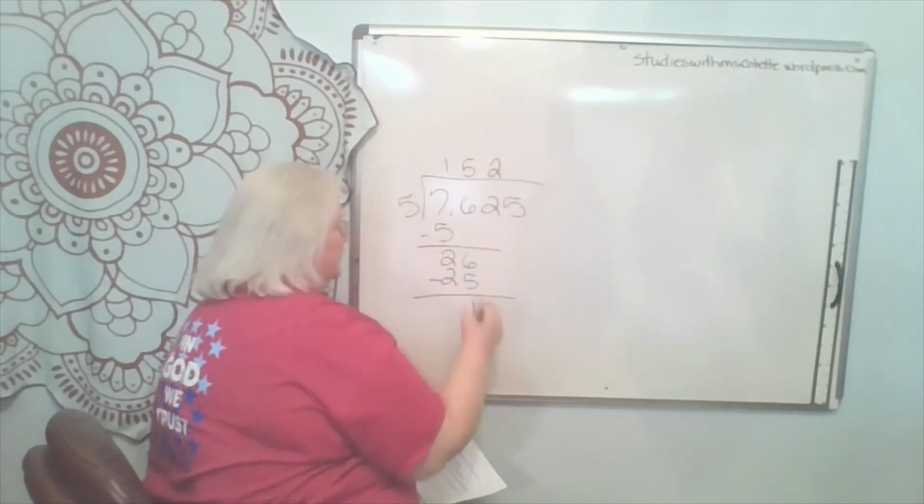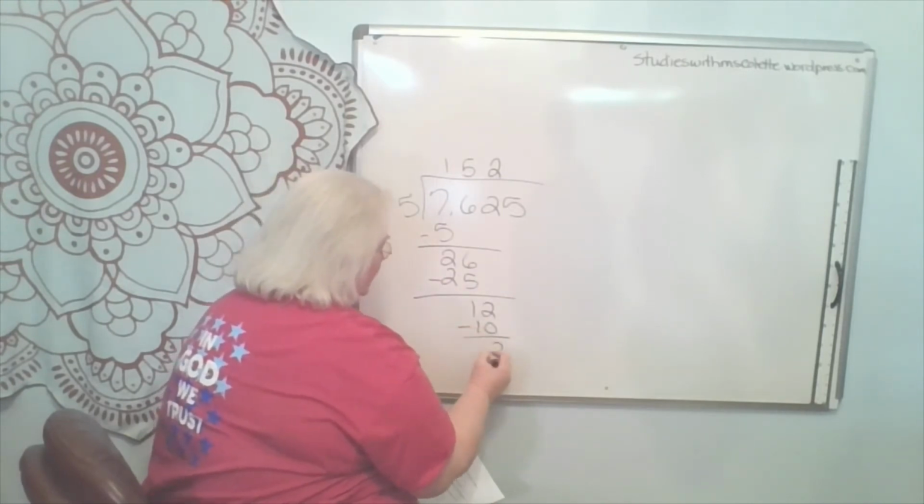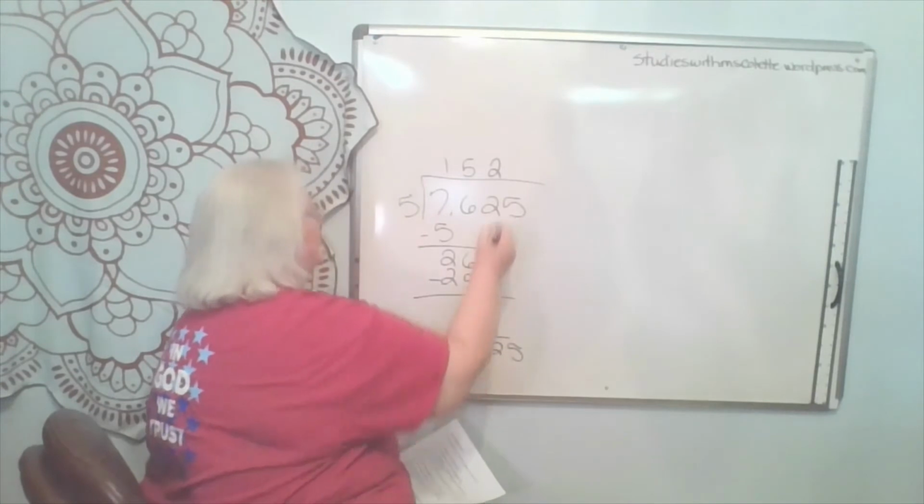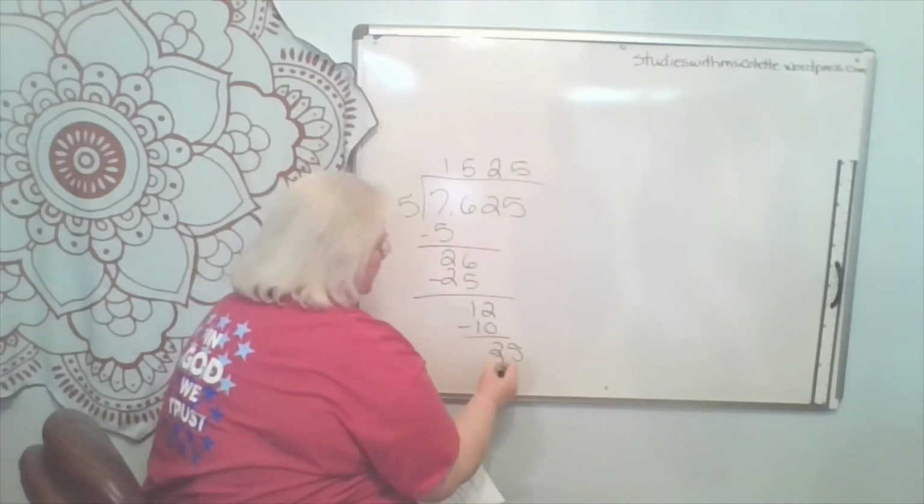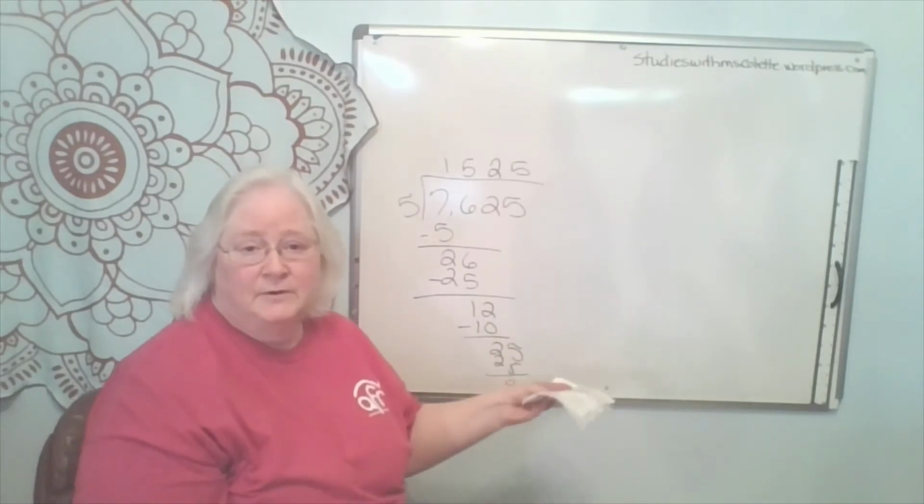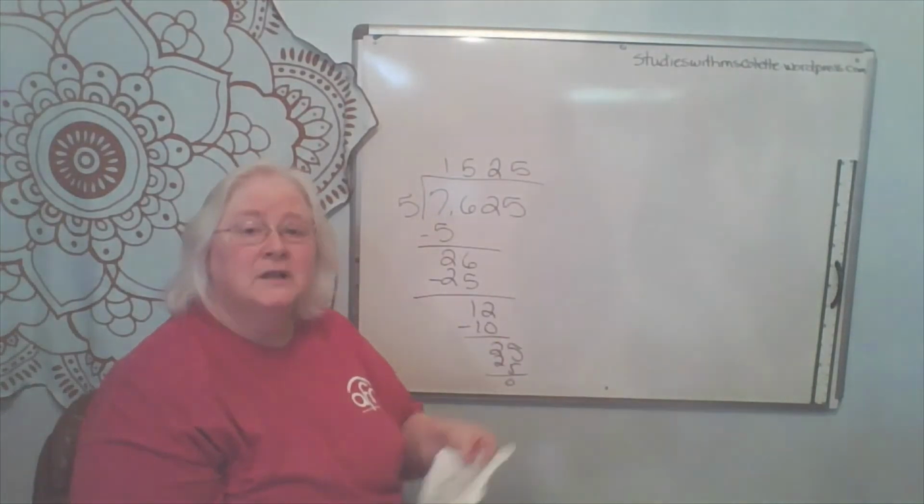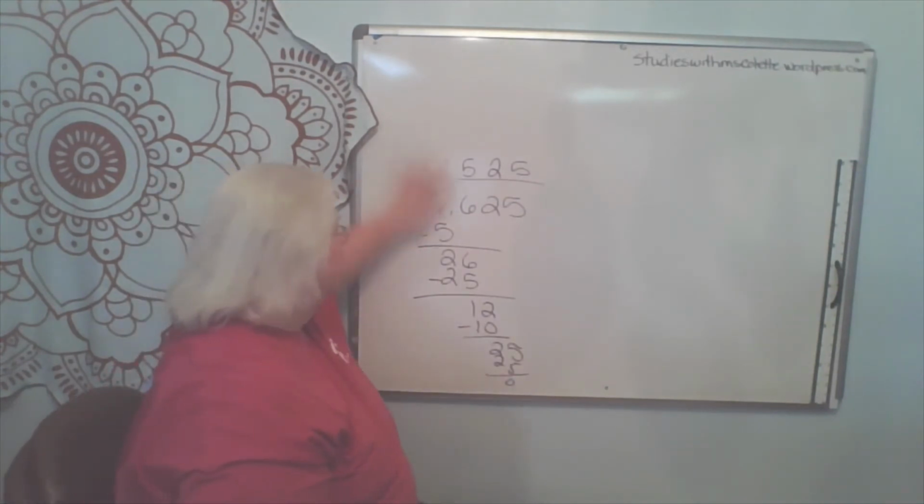Subtract, bring down the next number. It'll go into 12 2 times. 2 times 5 is 10. Subtract, we get a 2, 25. Goes into there 5 times. Okay? Same with a 0. If it ends with either 5 or 0, then it's divisible by 5.